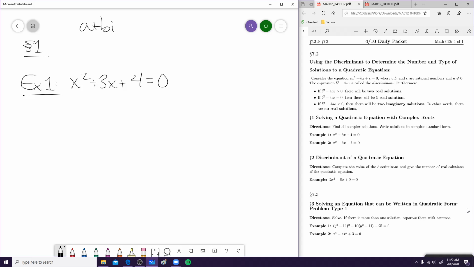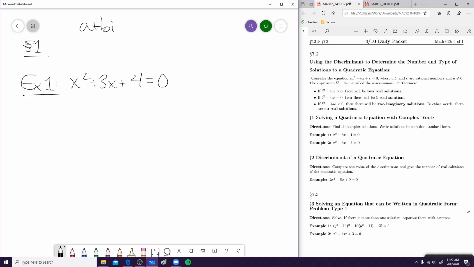So the reason why I talked about finding the discriminant of a quadratic equation first is because I think it's helpful to calculate the discriminant first so you understand, or you know, what kind of solutions you should be getting.